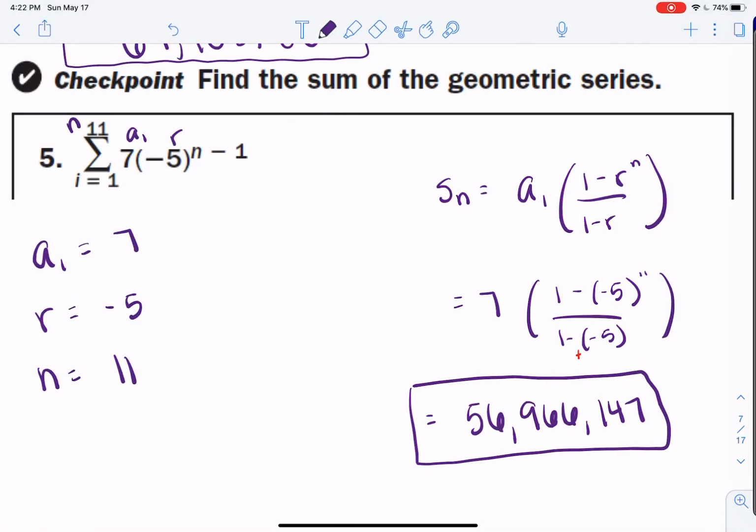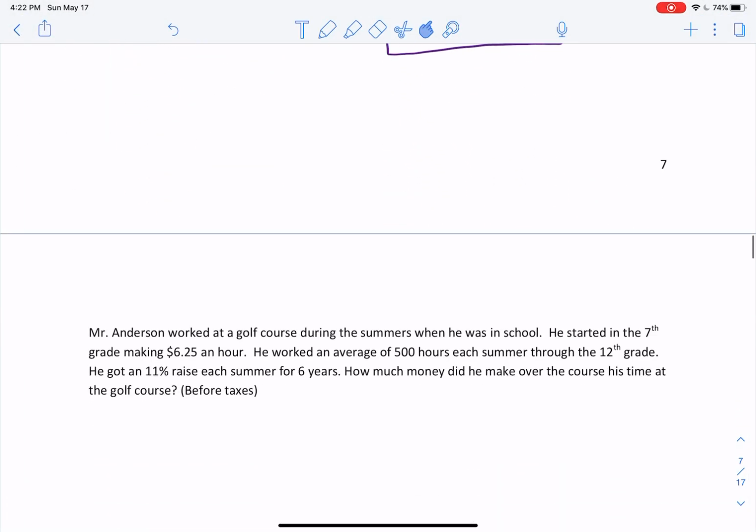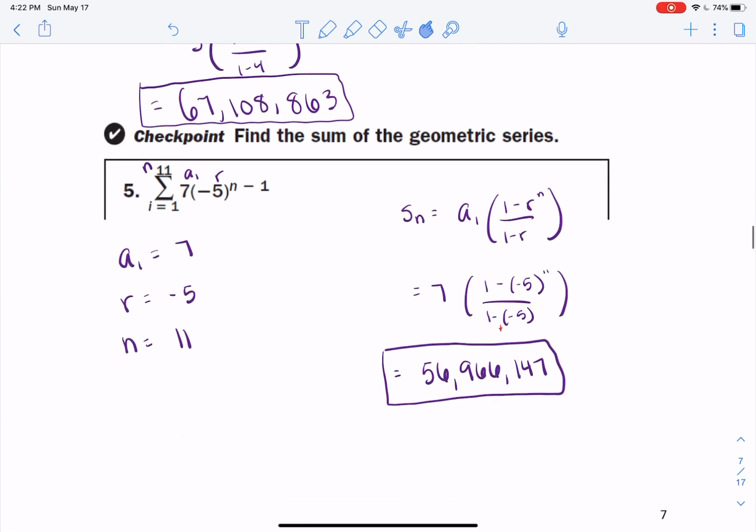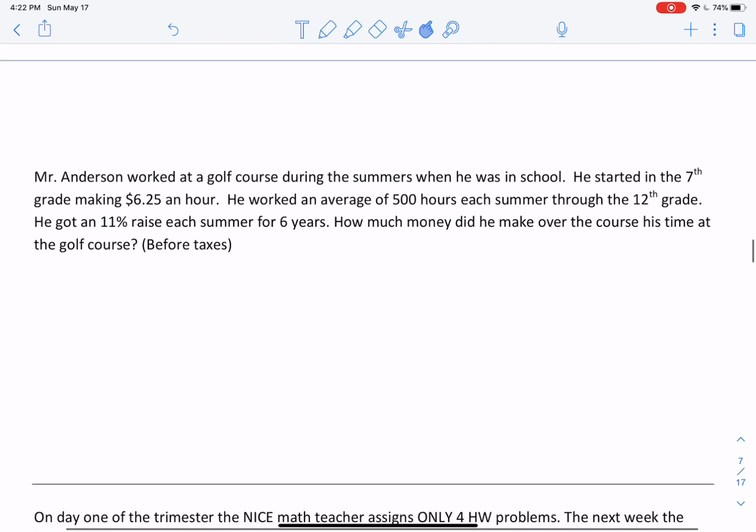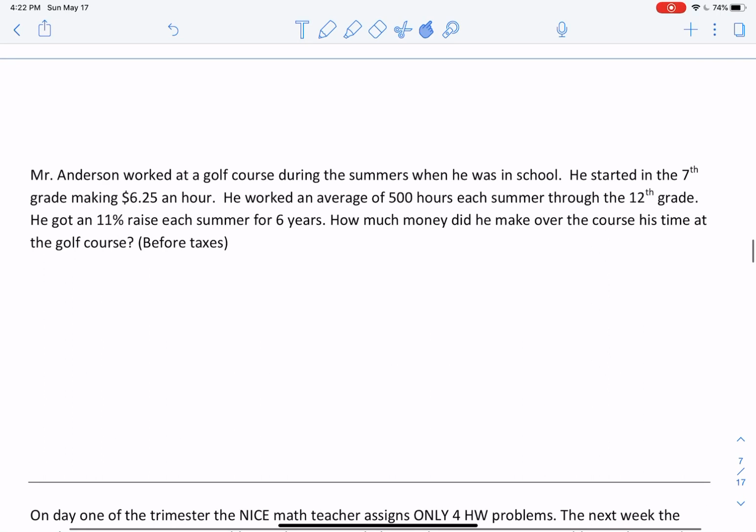Okay, so before we end here, I am going to do a word problem with you, just since we haven't done a word problem with this chapter yet. So this says, Mr. Anderson worked at a golf course during the summers he was in school. He started in the 7th grade making $6.25 an hour. He worked an average of 500 hours each summer through the 12th grade. He got an 11% raise each summer for 6 years. How much money did he make over the course of his time at the golf course?